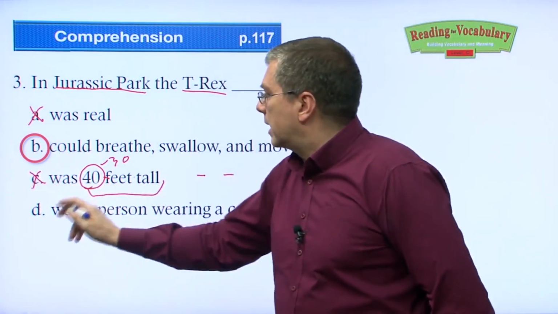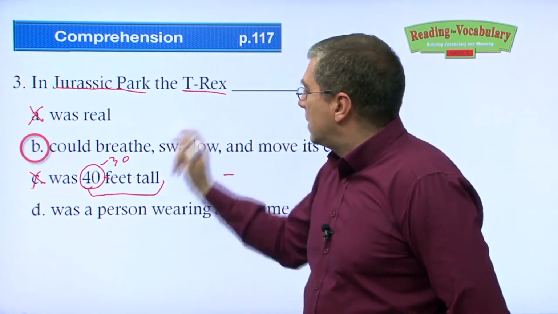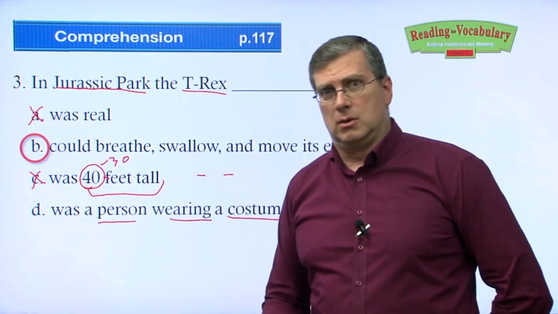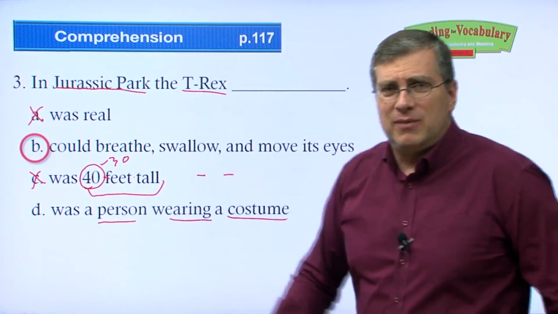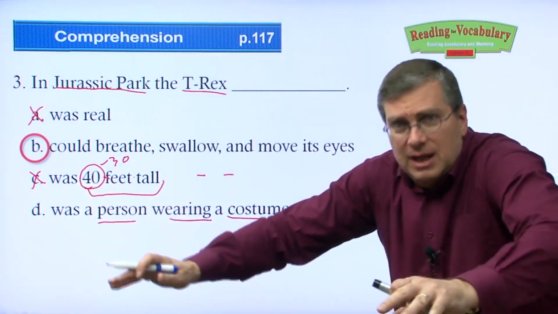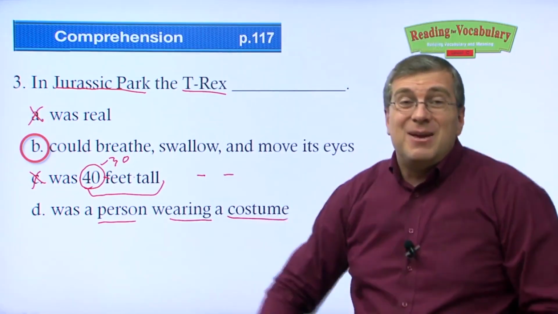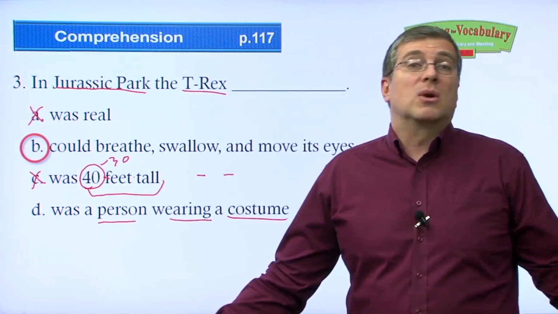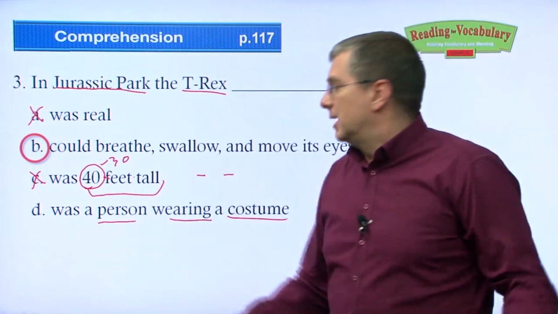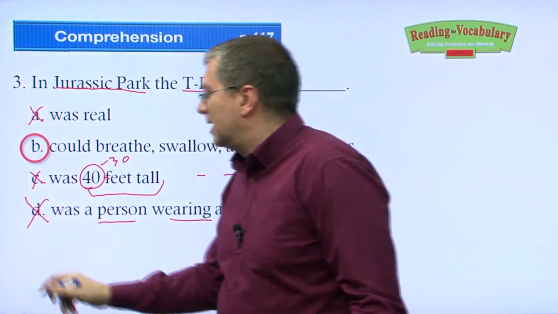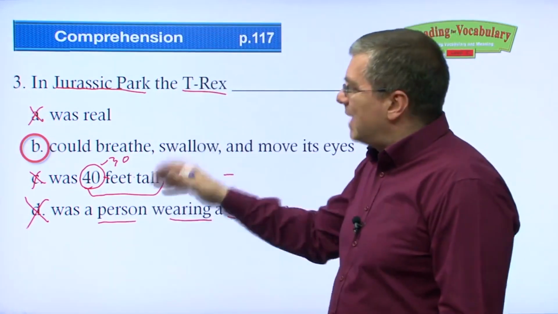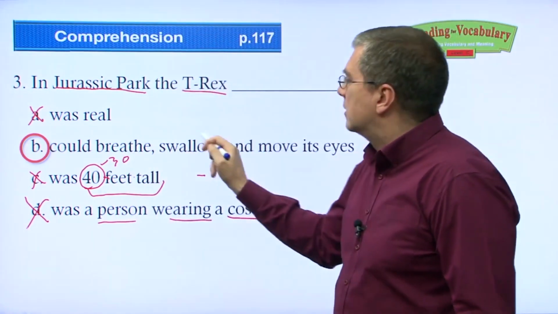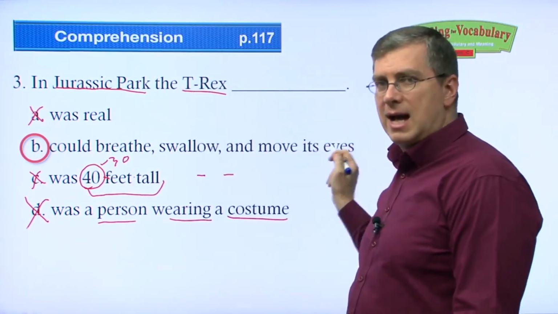So C is not right. Okay, but what about D? The T-Rex was a person wearing a costume. No. First of all, it would be very hard for a person to get in the shape of a dinosaur. And besides, it was 30 feet tall. It was 10 meters tall. I don't know any people who are 10 meters tall, right? And the passage didn't say anything about that. So that's not right either. The passage specifically said in Jurassic Park the T-Rex could breathe, swallow, and move its eyes.